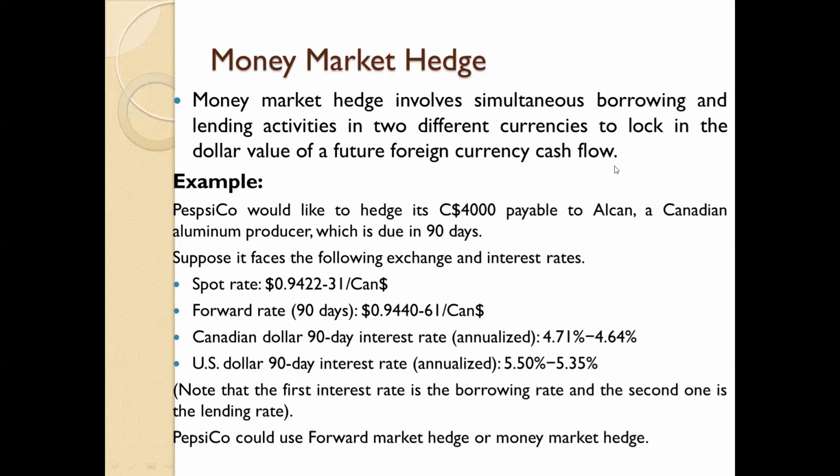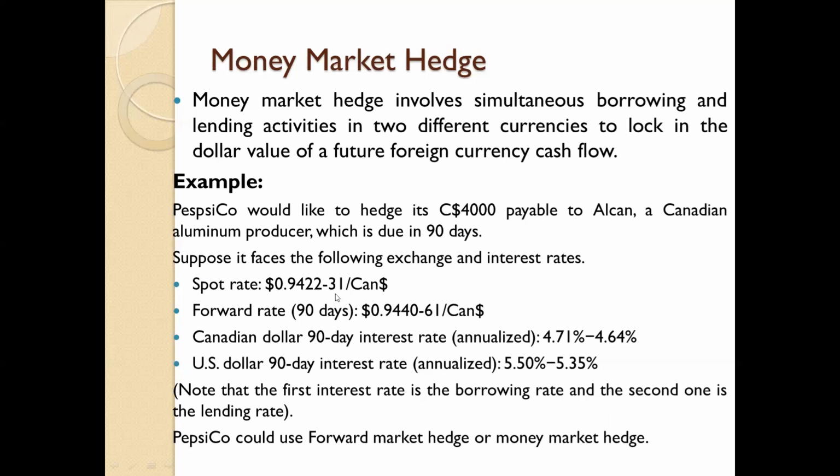Right? Now you will get more detail by looking at the example. Let us look at this example, then you will understand what money market hedging is. Money market hedging is also one approach to transaction risk minimization. Okay? Now this company would like to hedge its Canadian dollar 4,000 payable to another company. Suppose this specific company has to pay Canadian dollar 4,000 to Alka company after 3 months. 90 days means 3 months.